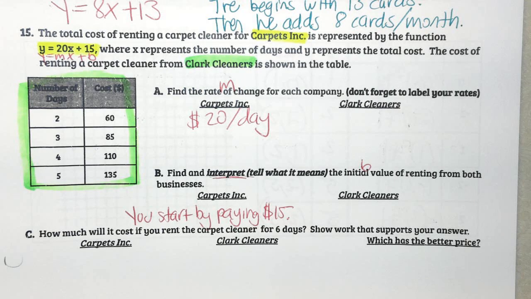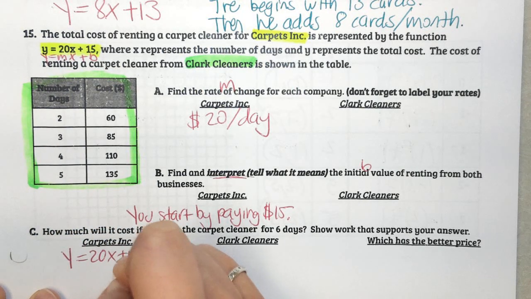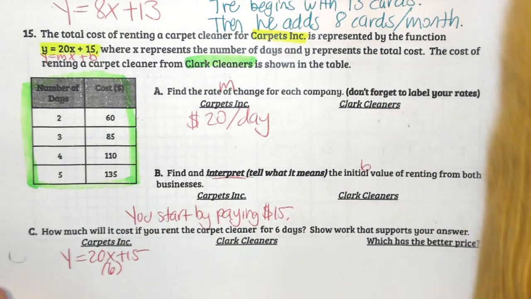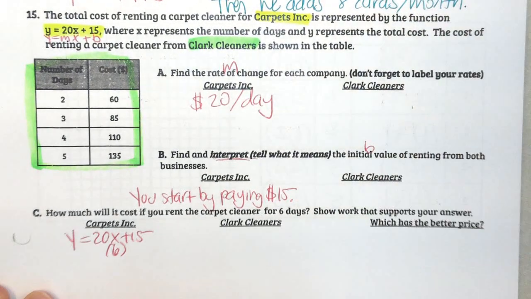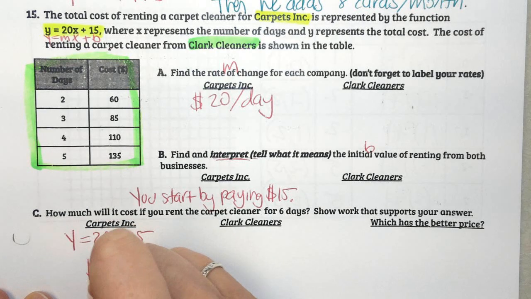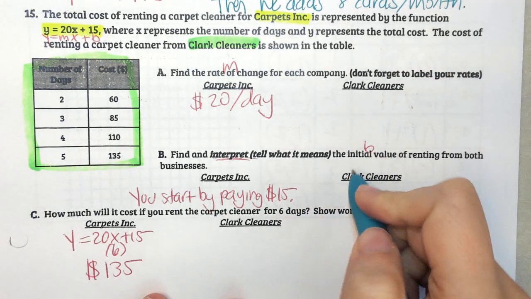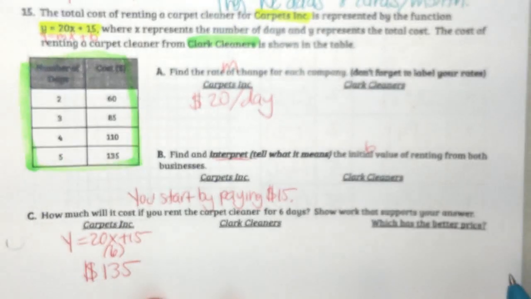Then at the end, part C says, how much will it cost for you to rent the carpet cleaner for 6 days? Well, if the function is y equals 20x plus 15, and I plug in 6, 20 times 6 is? 20 times 6 is? 120 plus 15 is? $135. Very good.